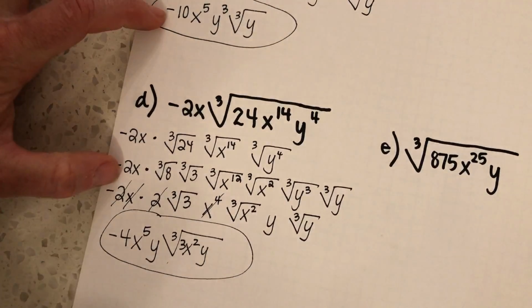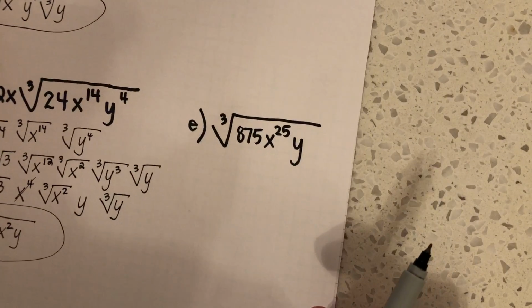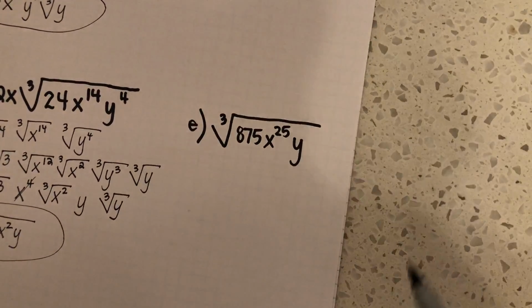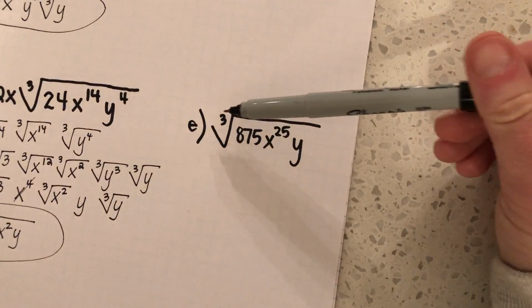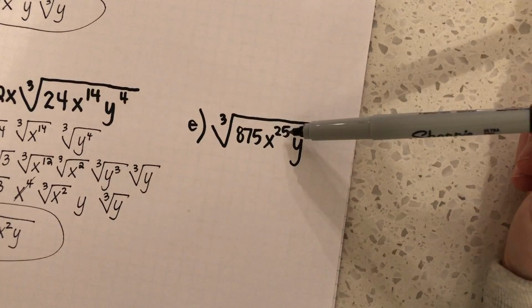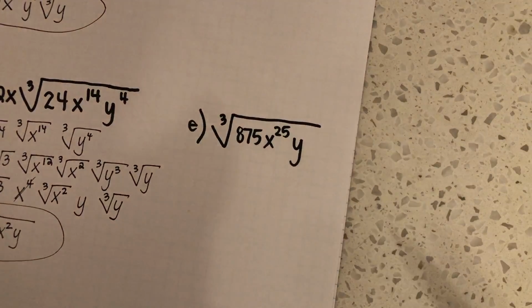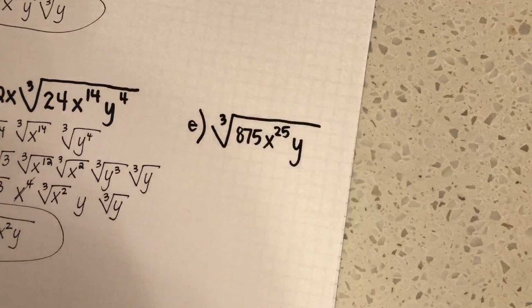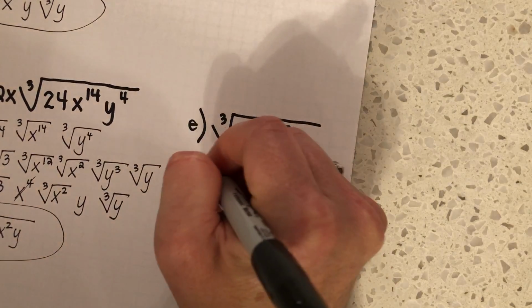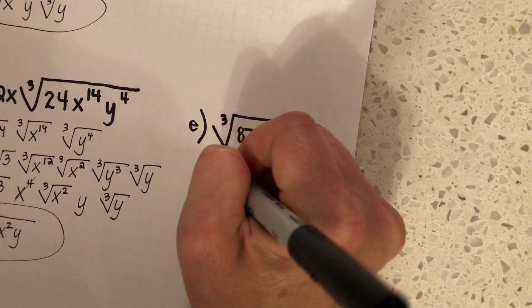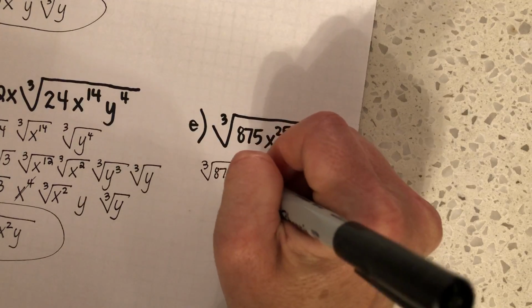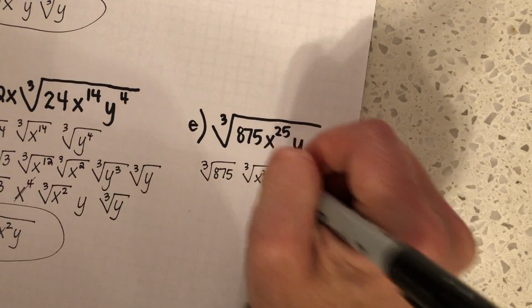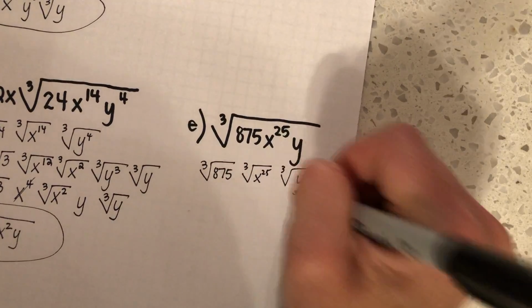Okay? All right, look here. Last one. What if you were asked to simplify the third root of 875 x to the 25th times y? Well, let's split it all up. We have nothing on the outside to worry about, so it's just going to be the third root of 875 times the third root of x to the 25th times the third root of y.